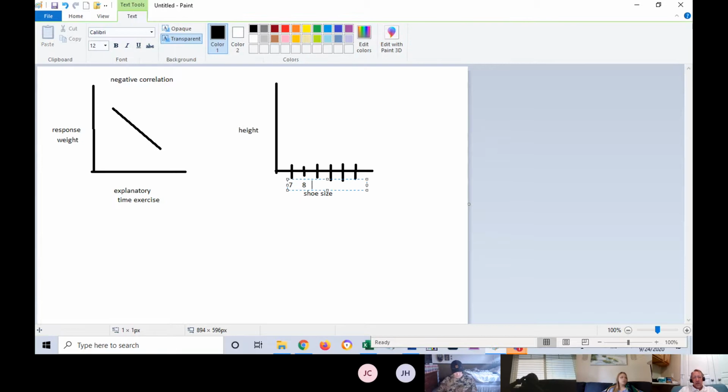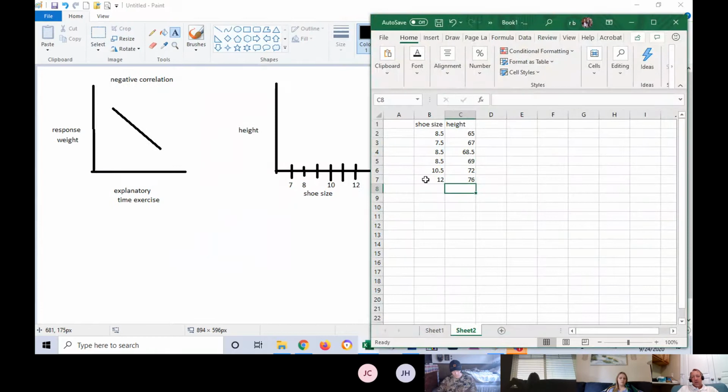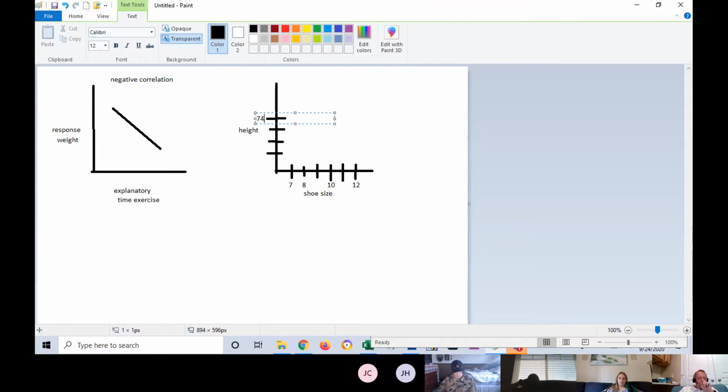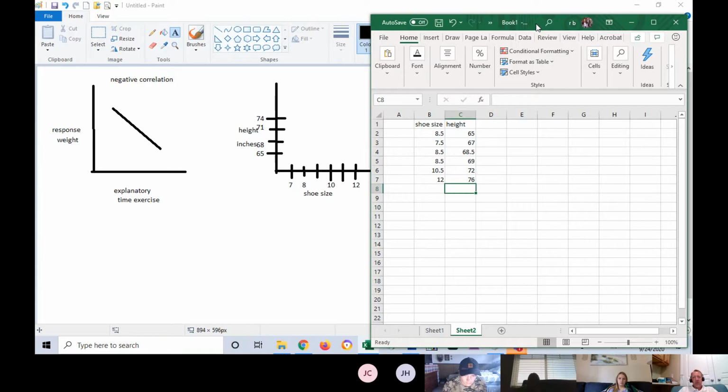Seven, 8. I'm going to put them all in 10, 12. Okay, and then our height goes from 65 to 76 inches. So I'm going to go 65, 68, 71, 74. That's probably good enough. Okay, so this is 74, 71, 68, and 65. And the height, we probably should put this as in inches.